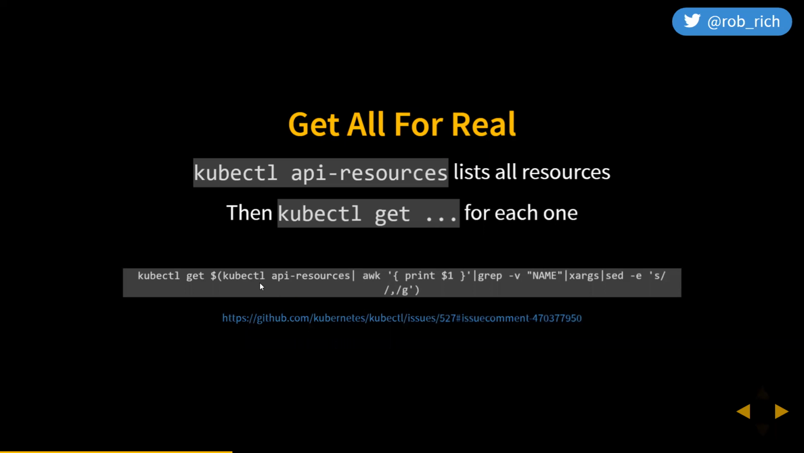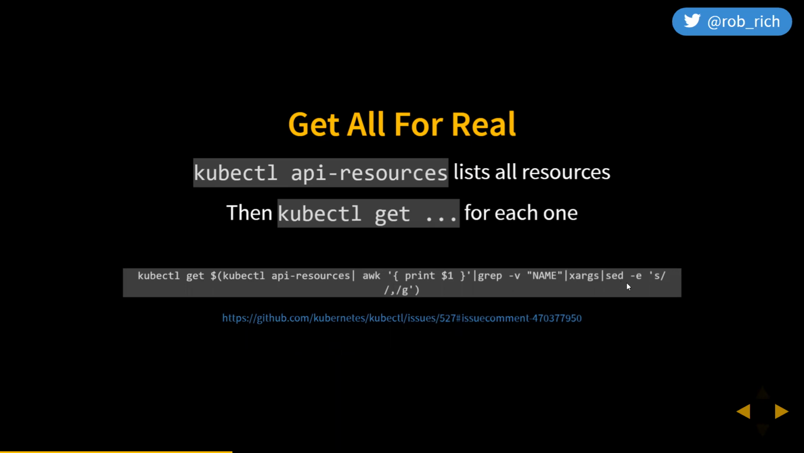So here's the script. We'll say kubectl API resources. We'll pipe that to awk to only get the first thing, so we don't get the descriptions of these things. We only get their name. Then we'll grep out name, which is the title, that top one. Now we have only the unique resources.